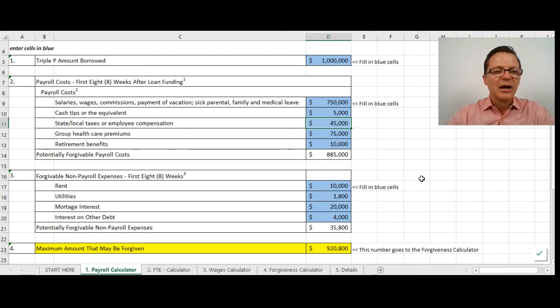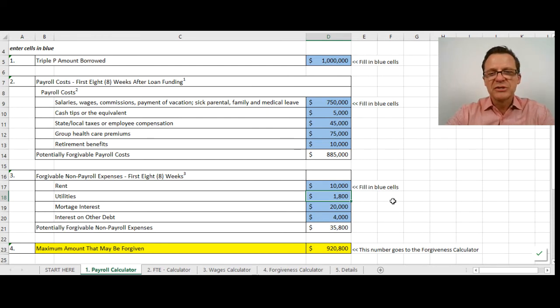Don't worry. Finally, part number 3 is forgivable non-payroll expenses. So, sorry, it's not the wages, it's the other 25%, right? Rent, utilities, mortgage interest, and interest on other debt. So 100% of your rent that you pay during the 8-week period, 100% of utilities, that can include cell phone or regular phone. It could include trash takeout if you have a trash service that services your office during the 8-week period. I believe you can include trash.